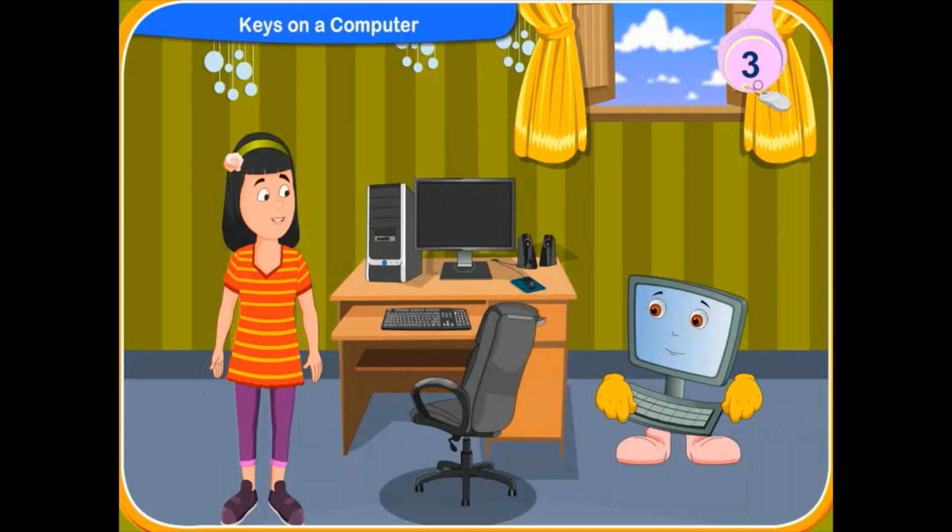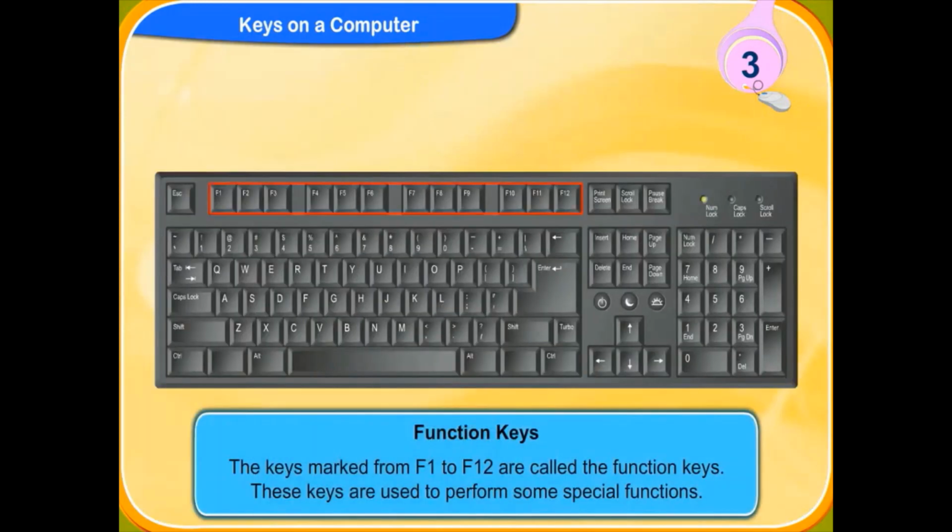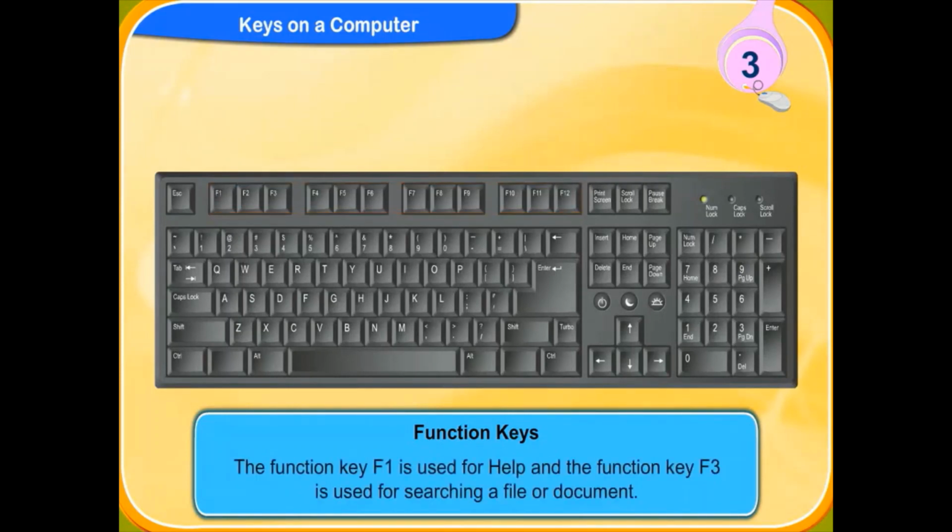What about function keys? The keys marked from F1 to F12 are called the function keys. These keys are used to perform some special functions. The function key F1 is used for help, and the function key F3 is used for searching a file or a document.